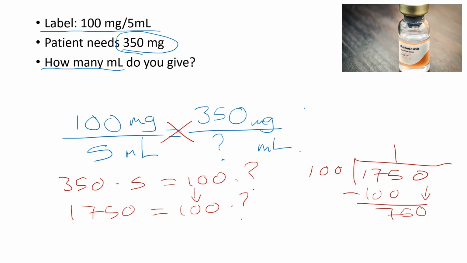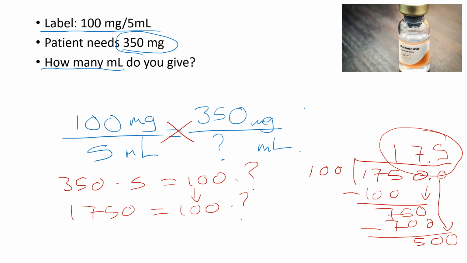100 goes into 750 7 times to get 700. Subtract, we get 50, add a decimal, add a 0, bring your decimal up into your answer, bring your 0 down. How many times does 100 go into 500? Well, 5 times. So your patient who needs 350 mg of medication, you're going to give them 17.5 milliliters of remdesivir.